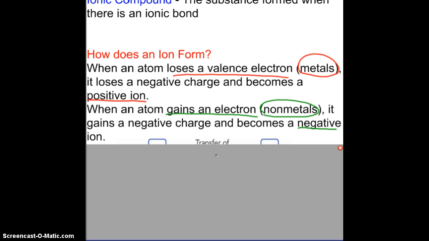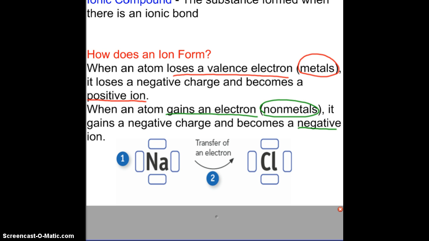This is the example I showed you yesterday, but instead of using Bohr models, I'm going to use dot diagrams. You do not have to do this. Just watch and I'll ask you questions. So sodium, Na, how many dots does sodium have? One dot. What about chlorine? Seven dots.